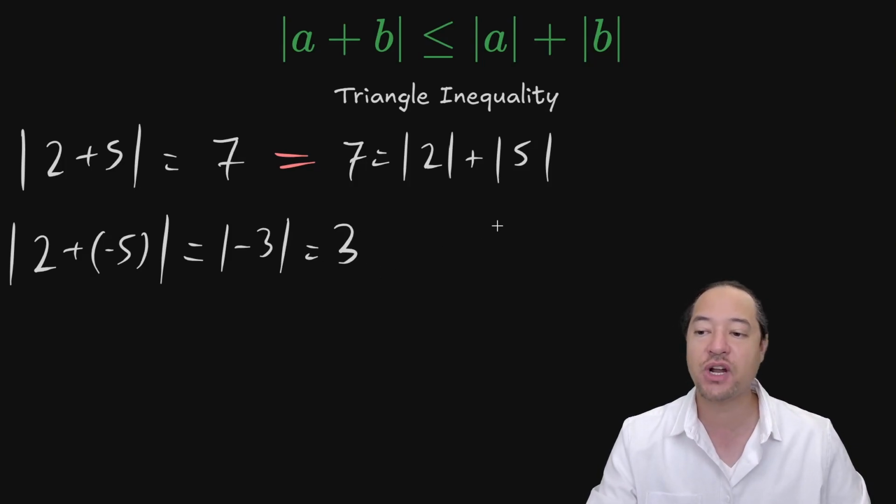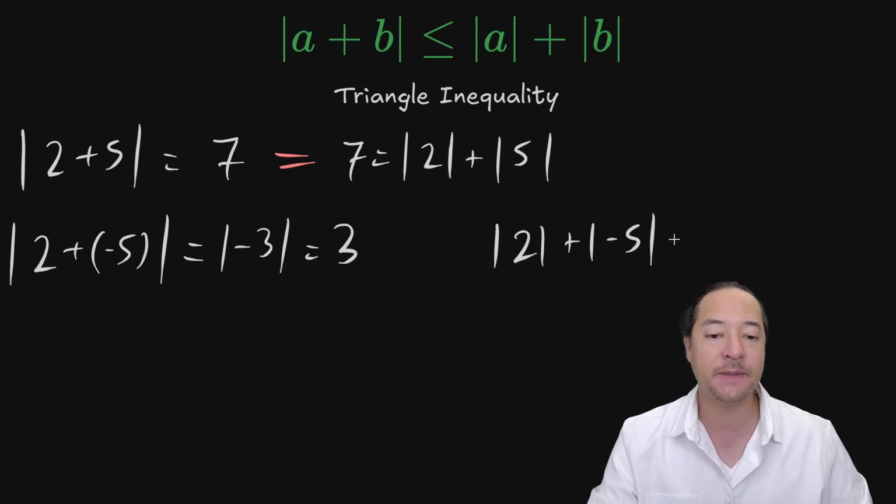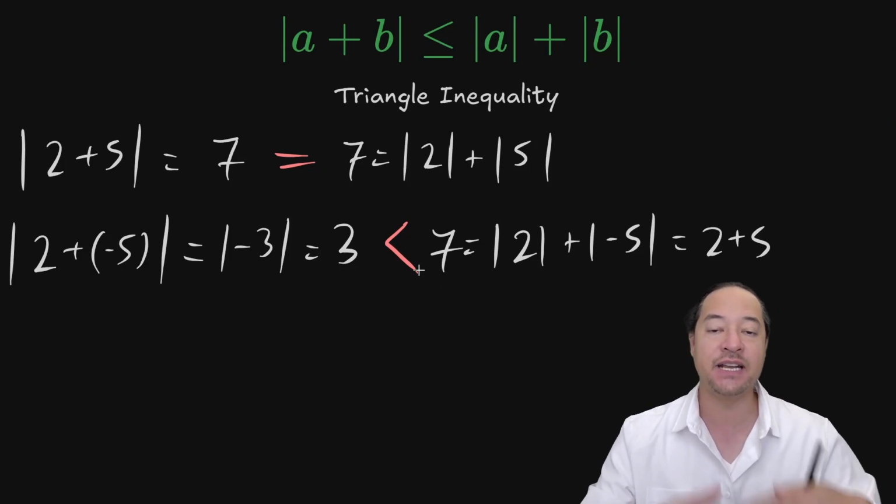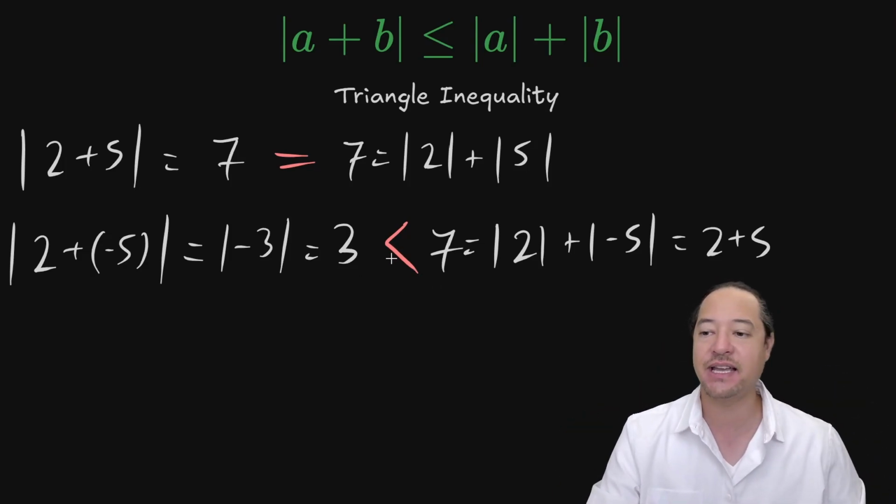Okay, so now let's try and separate the terms. I'm going to have the absolute value of 2 plus the absolute value of negative 5. What is that going to be? Well, that's going to be 2 plus 5, and that's going to equal 7. Okay, so this is equal to 7. So now what do we have? Not equals, right? This is going to be 3 is less than 7. That's where this less than sign is coming from.